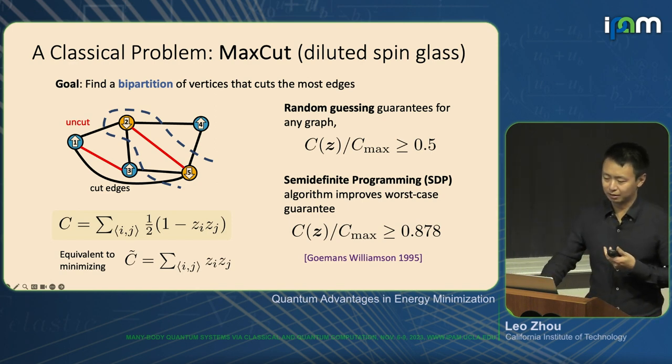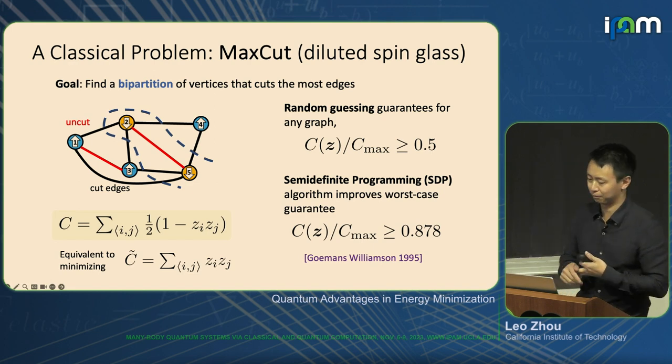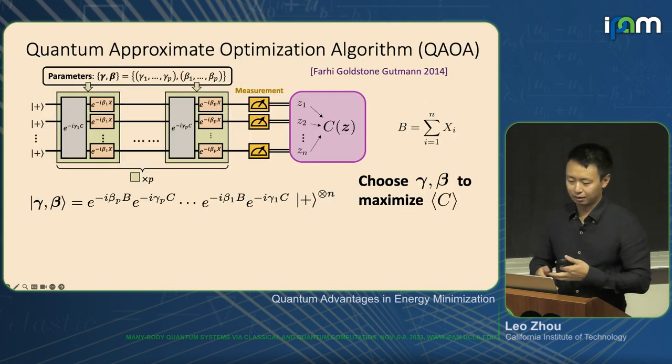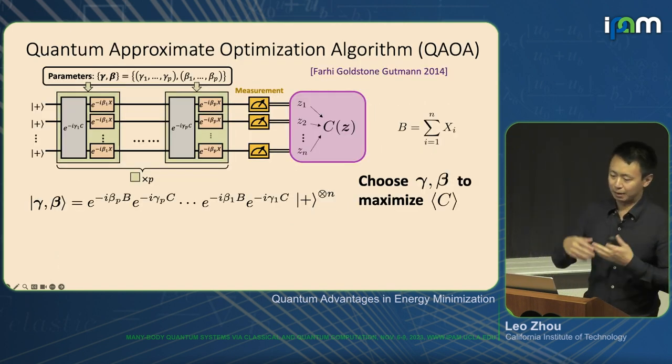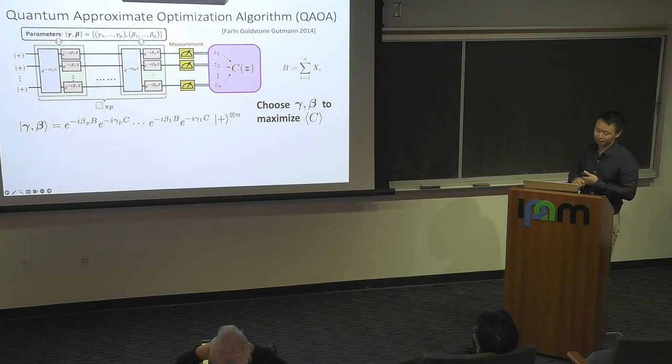Now, it has been a kind of open question how quantum algorithms do on these types of problems. And progress was made in 2014 when Farhi, Goldstone, and Gutmann introduced the quantum approximate optimization algorithm.